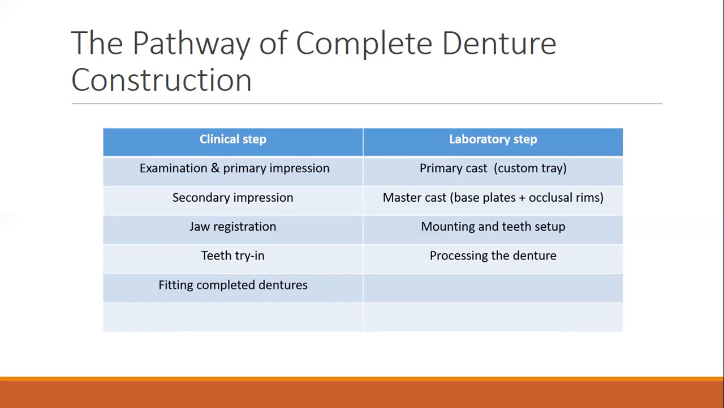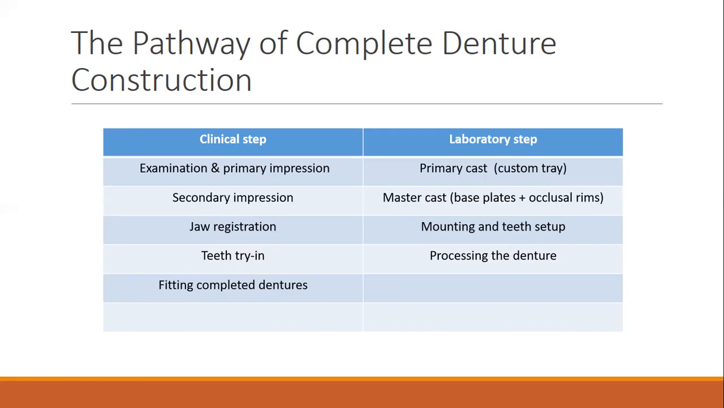Then the lab will construct a custom tray. The custom tray, we use it in the clinic to make a secondary impression. And after we make secondary impression in our clinic, the lab will fabricate a master cast. The master cast, he will make also a base plate and occlusal rims to make them ready to the third clinical step, which is jaw registration or bite registration stage.